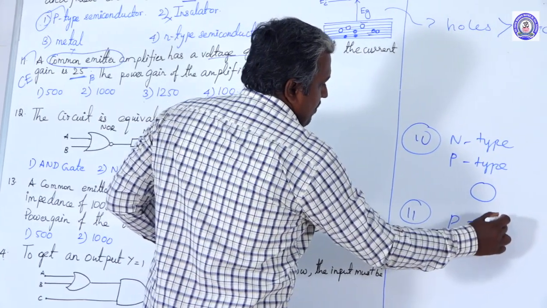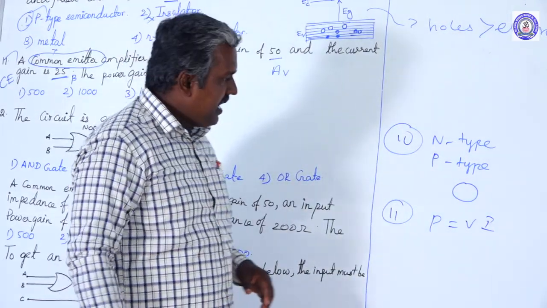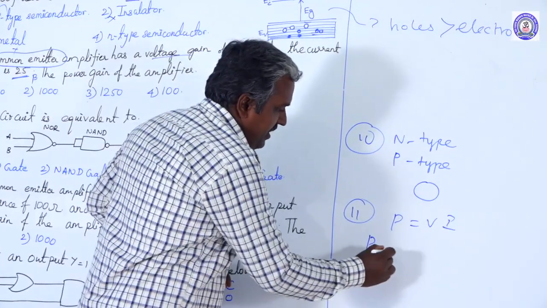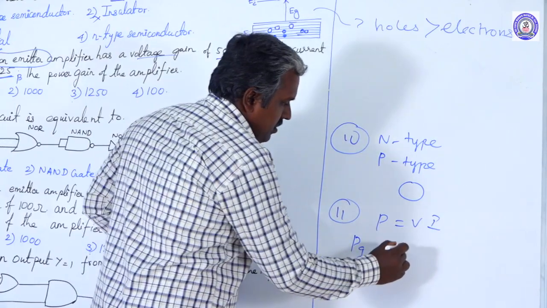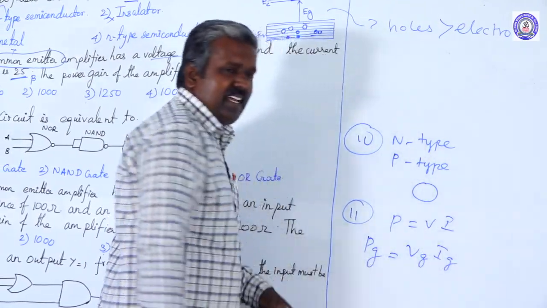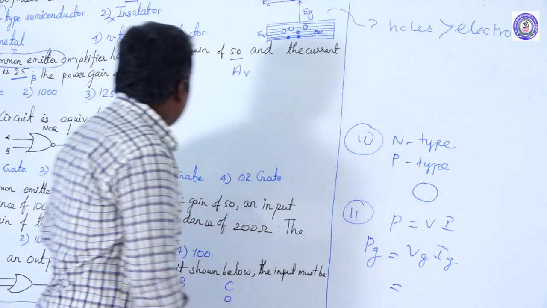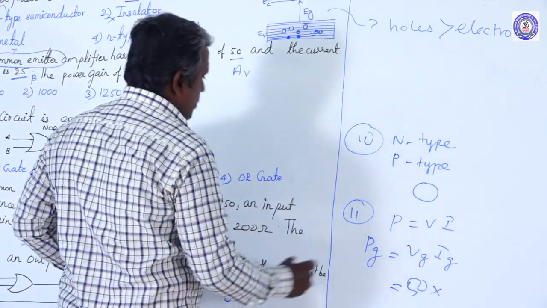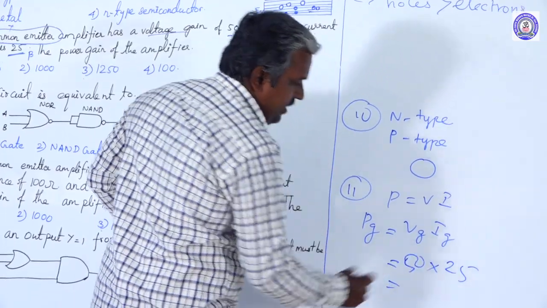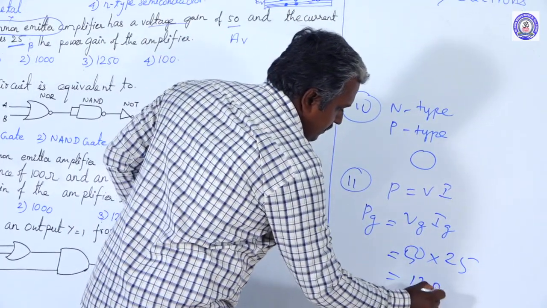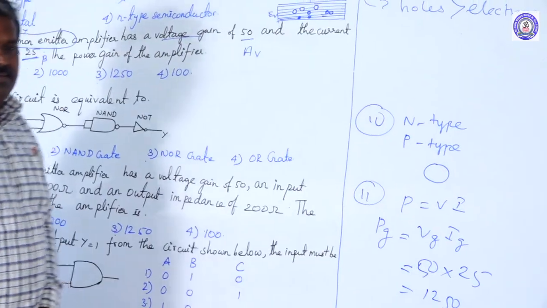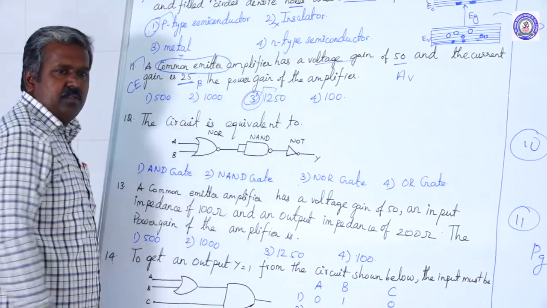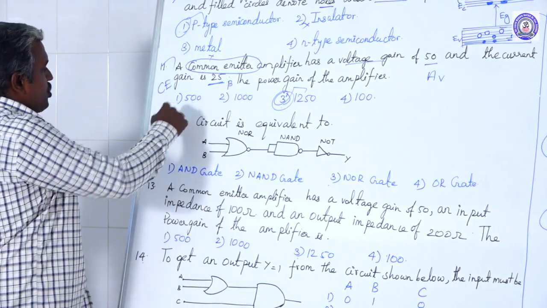What is the power gain of the amplifier? The general formula for power is VI. So power gain is equal to voltage gain times current gain. Voltage gain is 50. Current gain is 25. So 50 into 25 is called the power gain. That is 1250. The third option is correct.